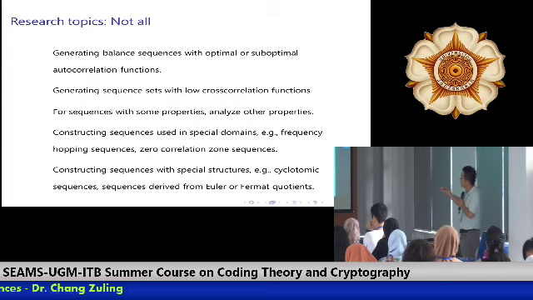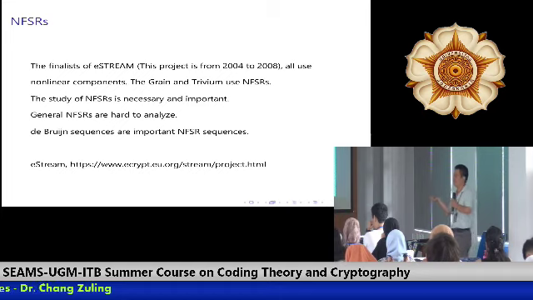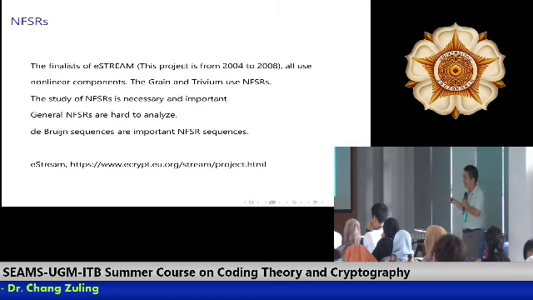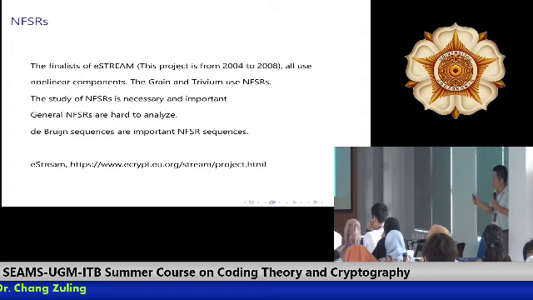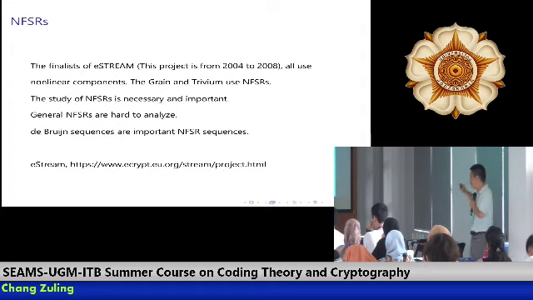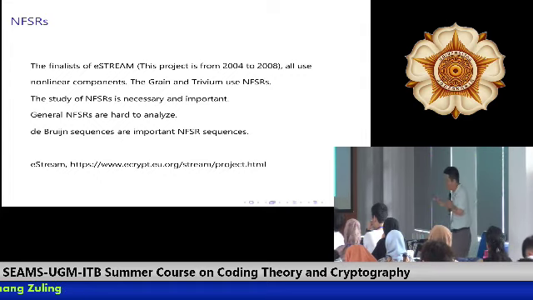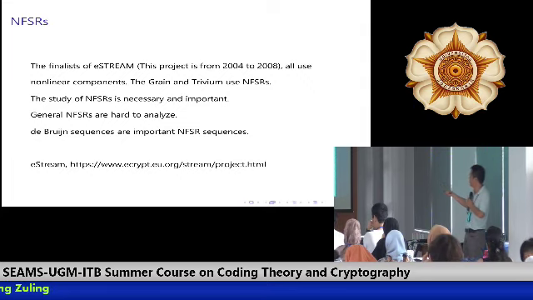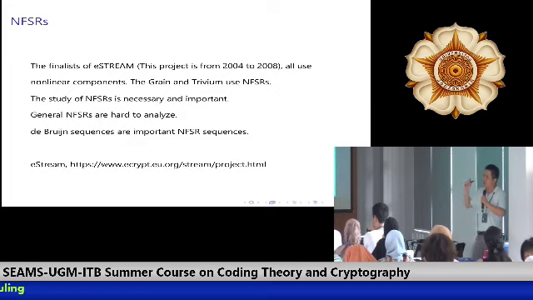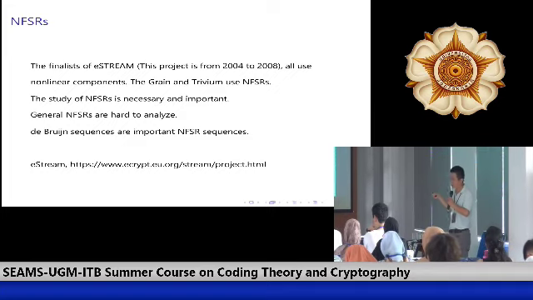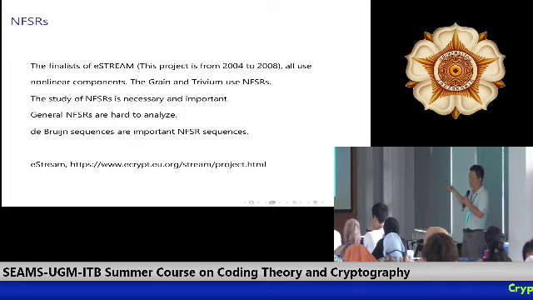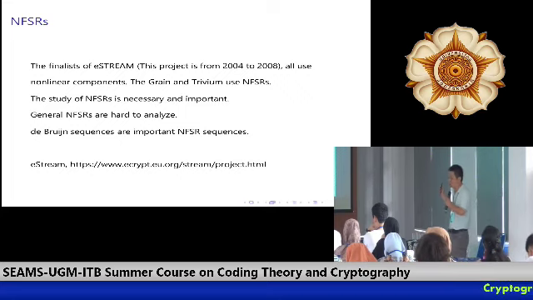Now we consider the NFSR. NFSR is most important now, because it became more and more important from this project, eSTREAM. It wants to define a standard of European stream ciphers. It's a European project to construct a standard of stream ciphers.